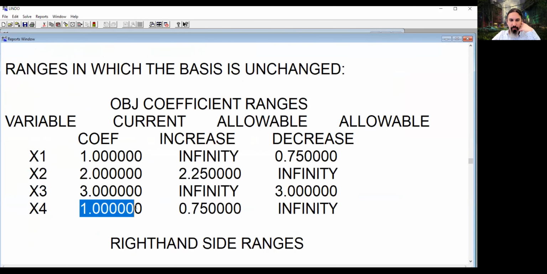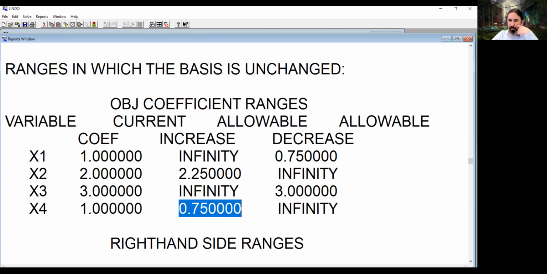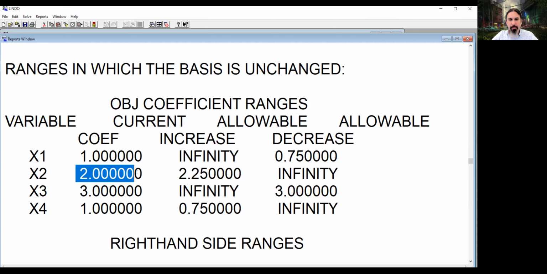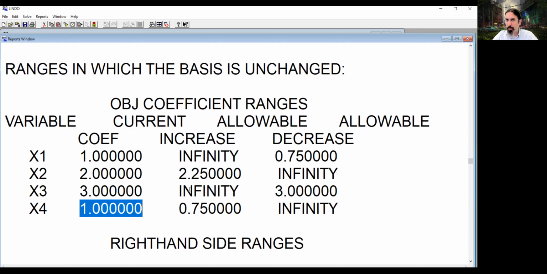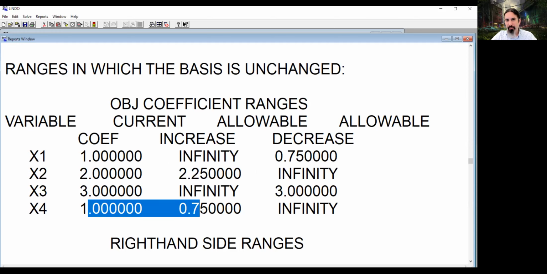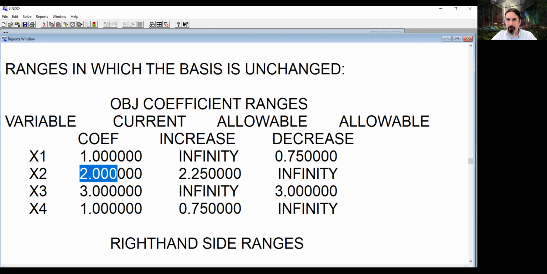x2 was 2, x1 was 1. So I can increase this at most 0.75 point. I can increase this at most 2.25 points. So if this 2 becomes 4 and this 1 becomes 1.5, the optimality won't change because this one is allowed to go up to 4.25 and this one is allowed to go up to 1.75. They are still in their range, okay? They are allowed to be there, so the optimal solution will not change, okay?